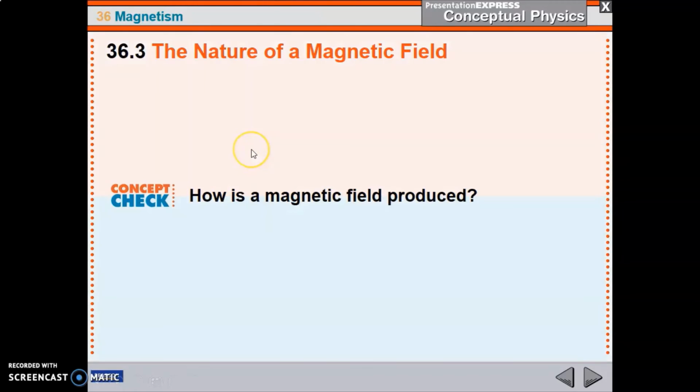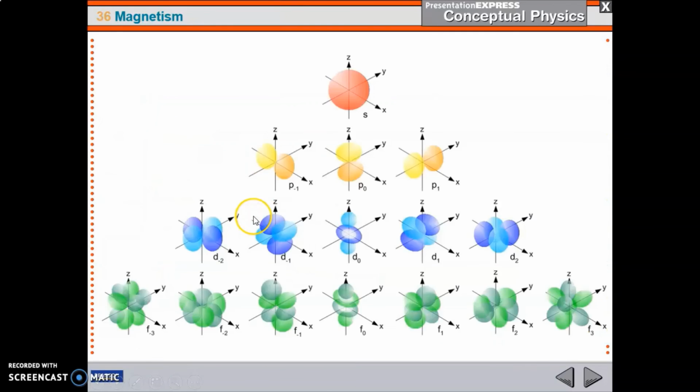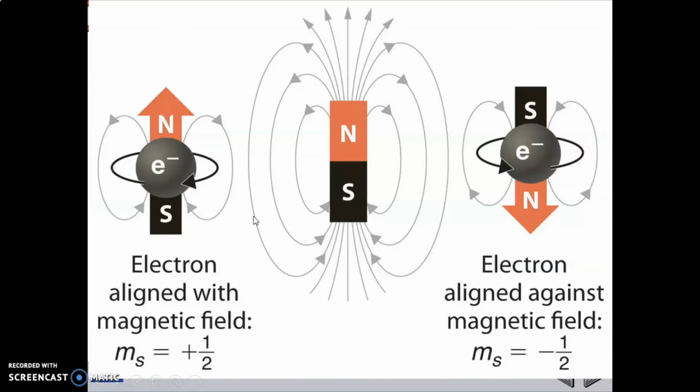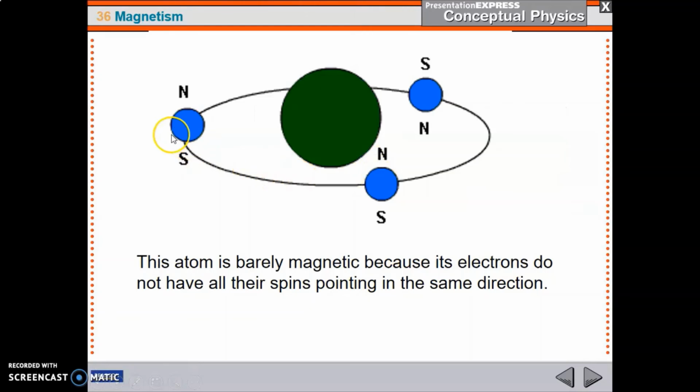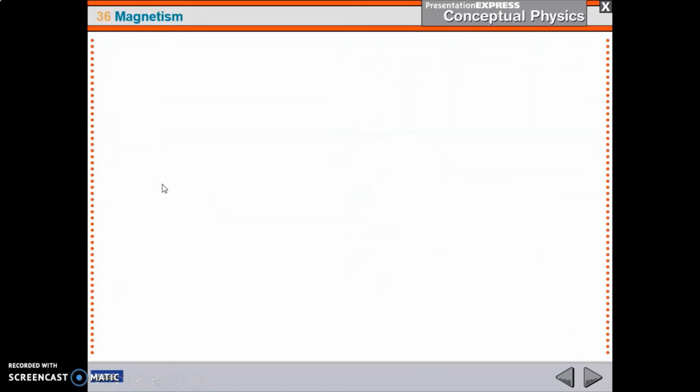Most substances, we covered that. So, how is a magnetic field produced? That's what you need to know coming out of this section. A magnetic field is produced because electrons have a spin, and if the electrons all have spins pointing in the same direction, that makes for a strong magnet.